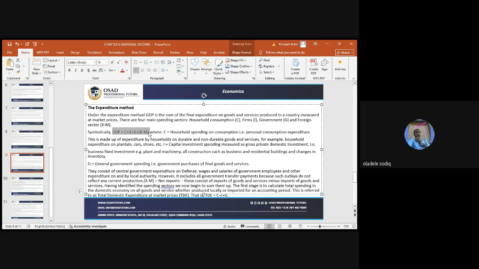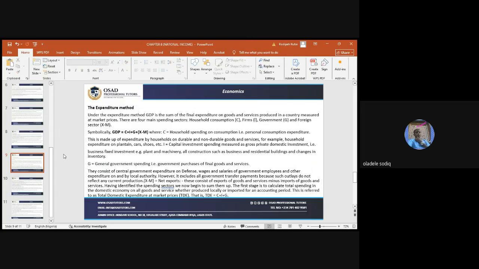This is the formula that we use to calculate national income using the expenditure method. We say GDP is equal to C plus I plus G plus X minus M. C represents consumption. I represents the firm; you can call it the firm or investment, please take note. G represents government expenditure, X represents export, and M represents import. If you are given each of these in the question, you will be required to calculate national income using the expenditure method. This is the formula you will use.